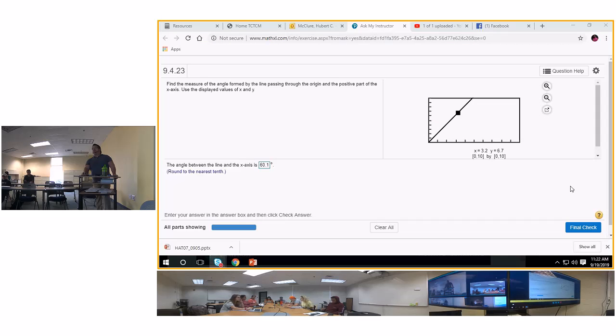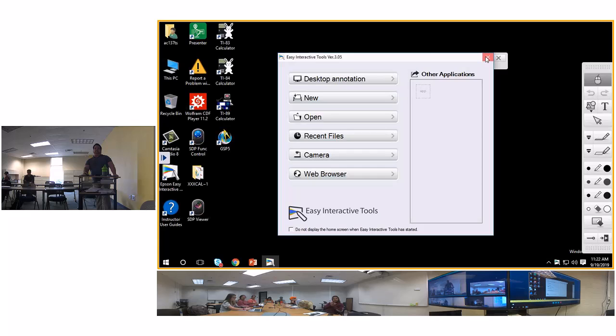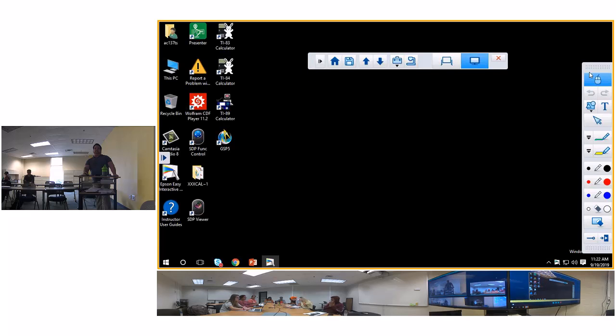This one says drop a perpendicular line, it looks like. So we're going to take our handy dandy whiteboard, which has disappeared. Thought I had it pulled up. I thought I had everything pulled up. There we go. All right, now let me pull up.